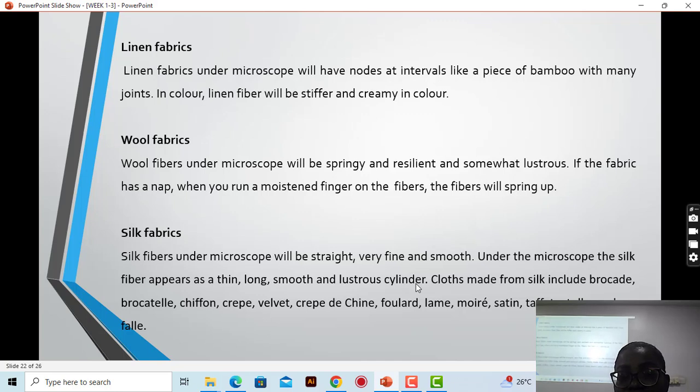Now, cloths made from silk include brocade, brocatelle, chiffon, crepe, etc. All right. So these are silk fabrics as well.